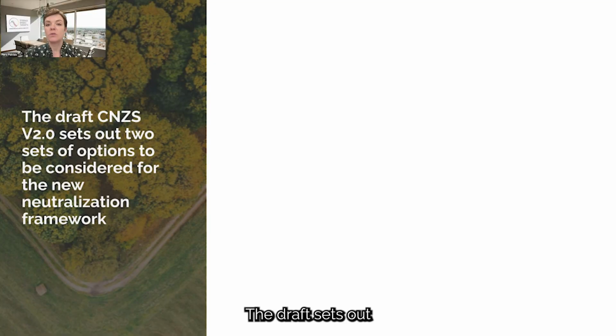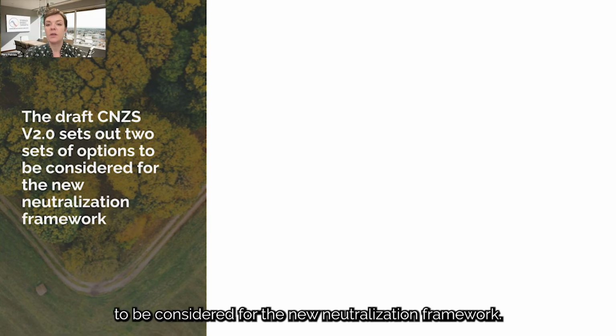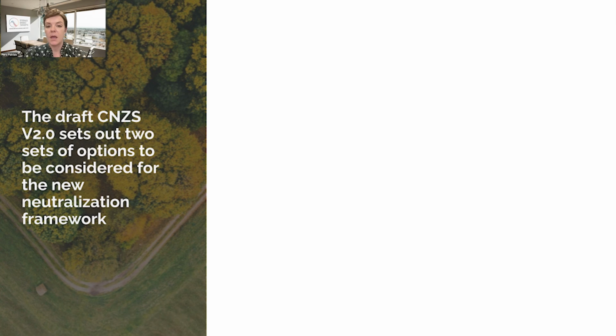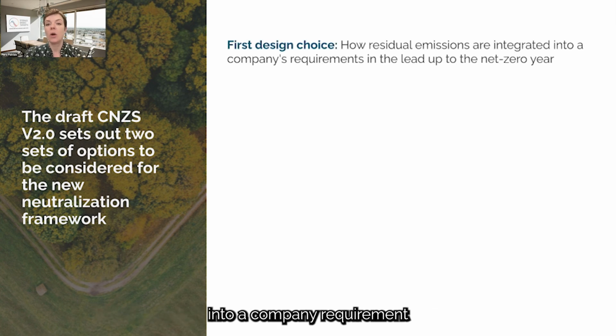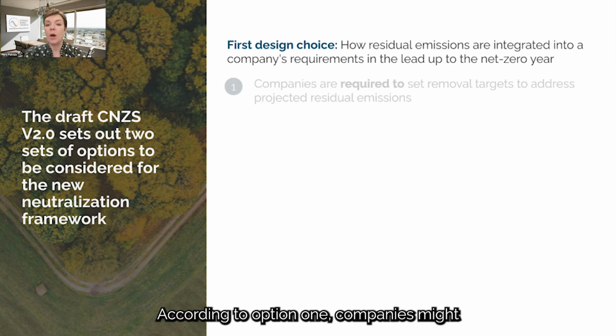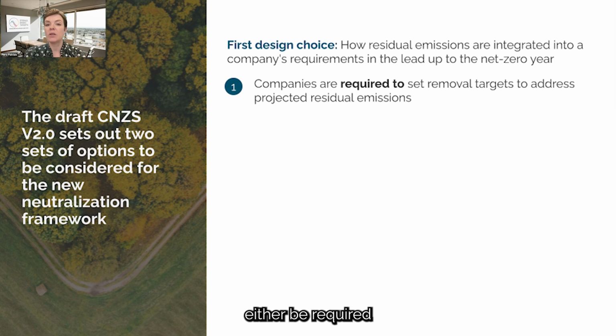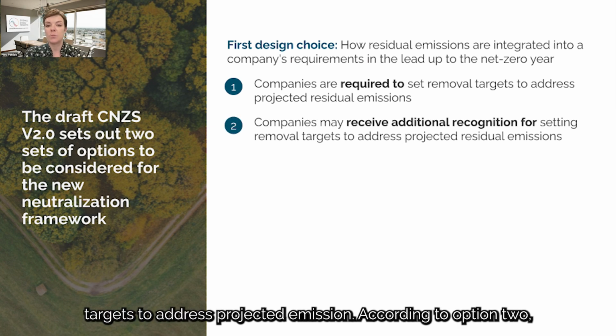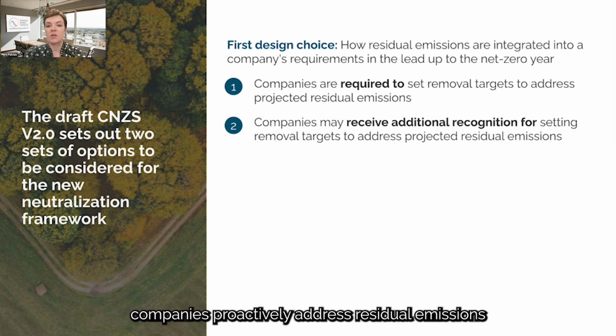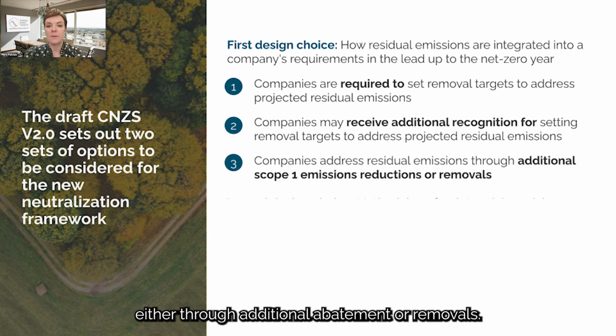The draft sets out two sets of options to be considered for the new neutralization framework. The first design choice refers to how residual are integrated into a company requirement in the lead up to the net zero year. According to option 1, company might either be required to or receive additional recognition for setting removal target to address projected emission. According to option 2, company proactively address residual emission in the net zero year with the option to address this either through additional abatement or removals.